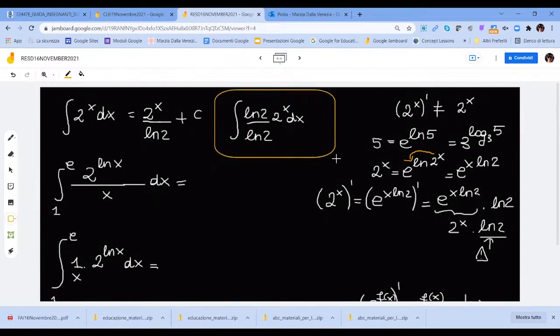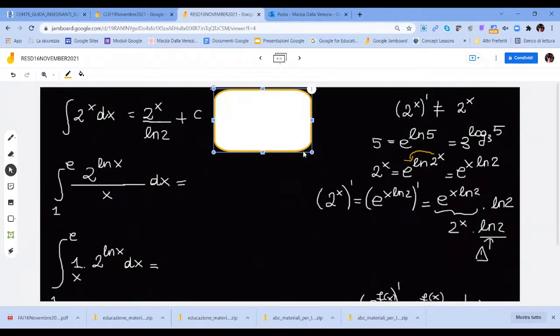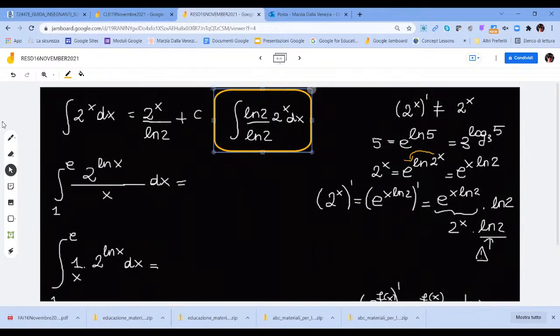This equals. Okay, this is the same. And that means this is the derivative of 2x, as I wrote there below.